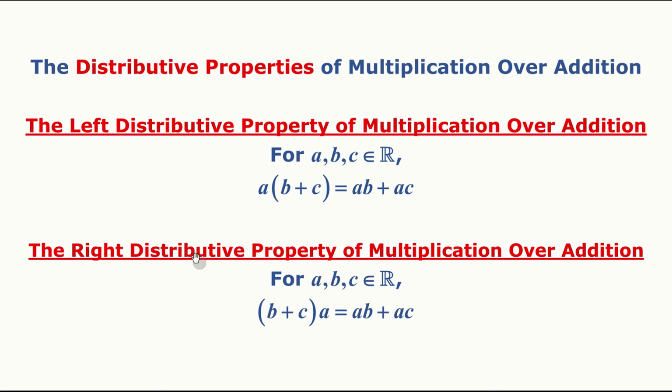Now the right distributive property tells you, hey, do the same thing even if the number is written on the right side of the parentheses or the group. You're going to distribute from the right and you end up with the same result. Together they're called the distributive properties of multiplication over addition. We'll use the distributive property very, very extensively as well.